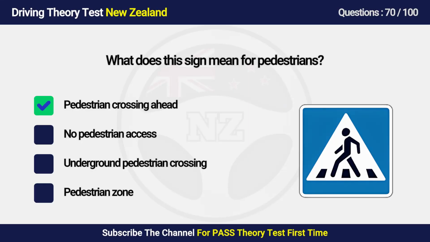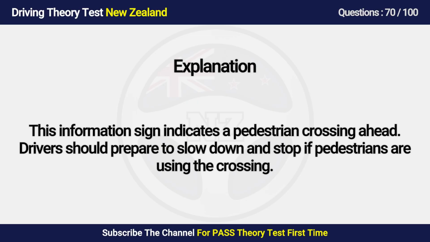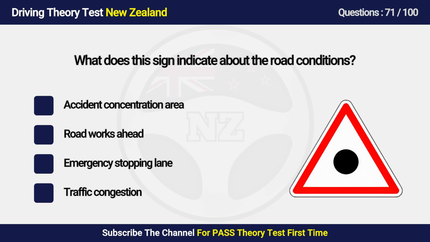Answer is A. Pedestrian crossing ahead. This information sign indicates a pedestrian crossing ahead. Drivers should prepare to slow down and stop if pedestrians are using the crossing. Question 71. What does this sign indicate about the road conditions?